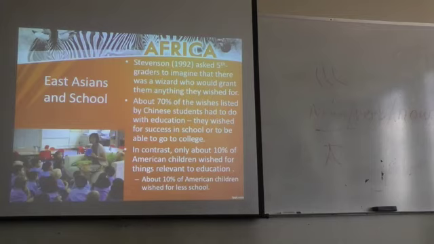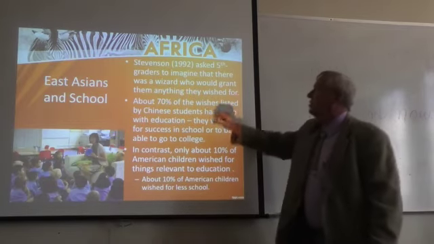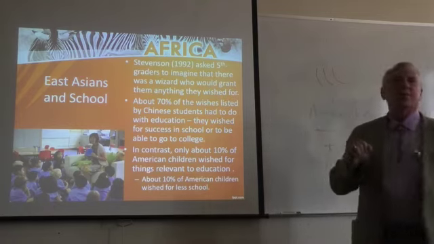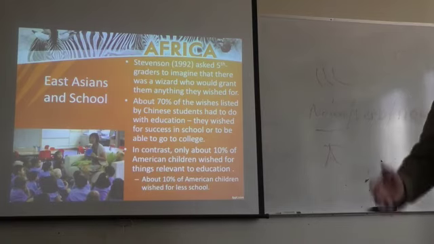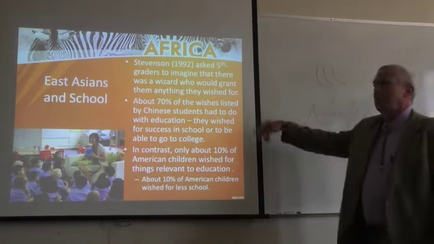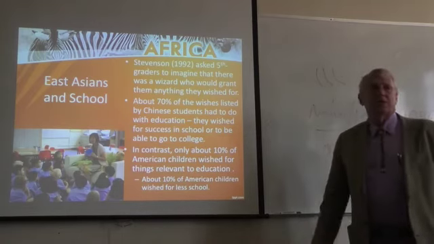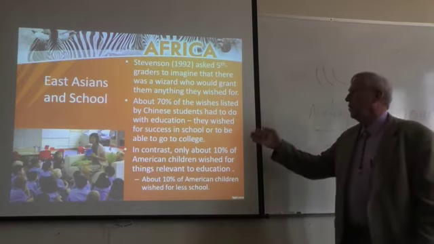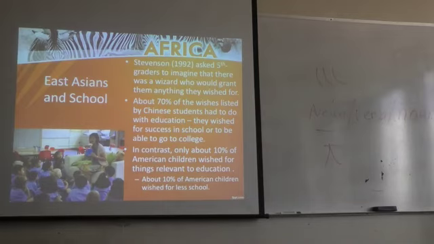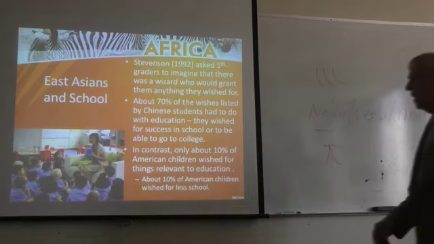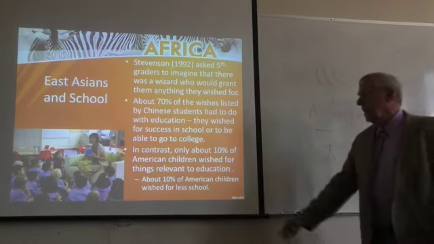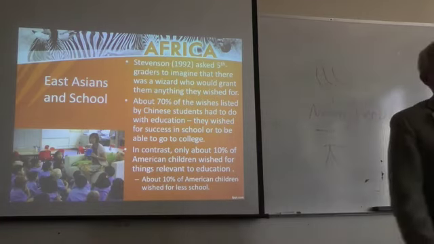This is the fascinating research that I was talking about before. Stevenson in 1992 asked fifth graders to imagine that there was a wizard who could grant them anything that they wished for. So they asked this of Chinese students, and about 70% of the Chinese students wished for educational success. They wished to be able to go to college. They wished to get high grades in school. 70% of the school kids. In contrast, only about 10% of American children wish for things relevant to education. Only 10%. 10% of the American children wish for less school.